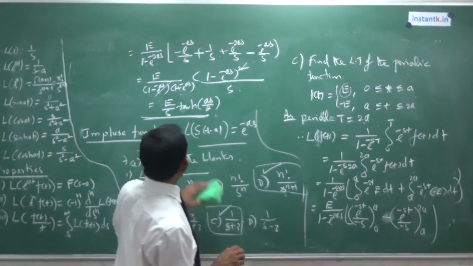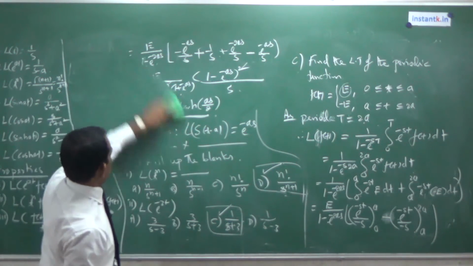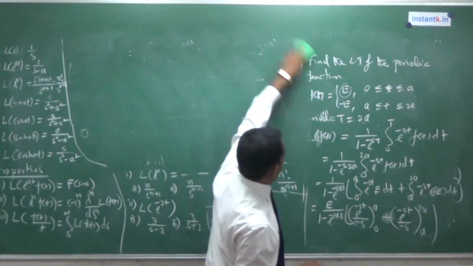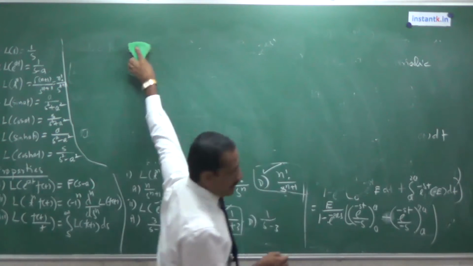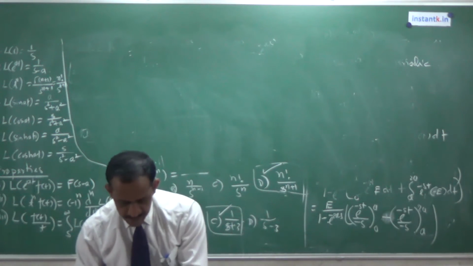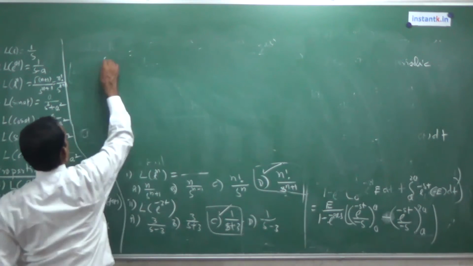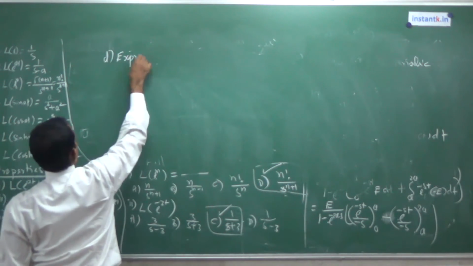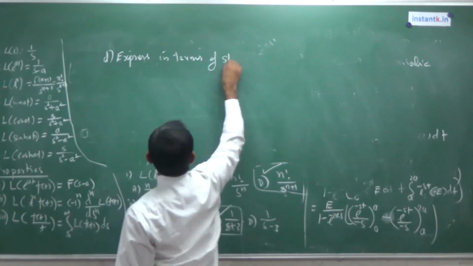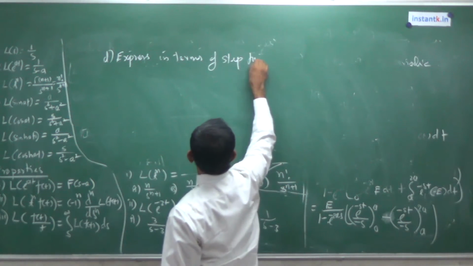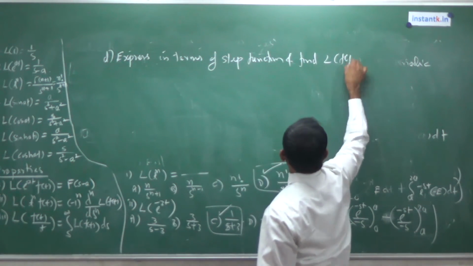What is the next question? It must always be on using the unit step function. So in advance you should know how to express the given problem in terms of unit step function and how to get the Laplace transform. So what the question asks here is: express the following function in terms of step function. Step means unit step function. And find L of f of t.